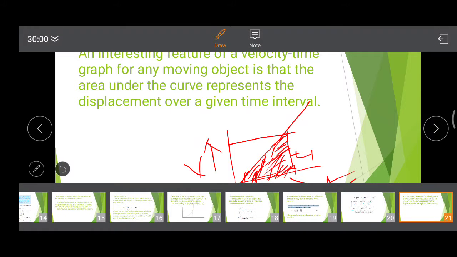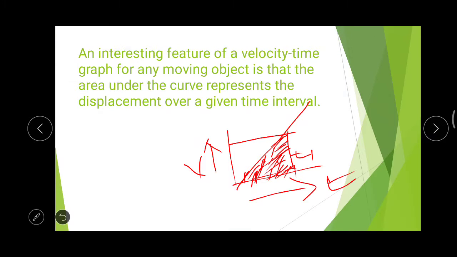If you find the area of this triangle, then you will get the total displacement that happened during this time interval t1. So remember that the area under the velocity time graph gives you the displacement, as well as the area under the acceleration time graph gives you the velocity. Remember these things, and the remaining we will discuss in the coming lectures.